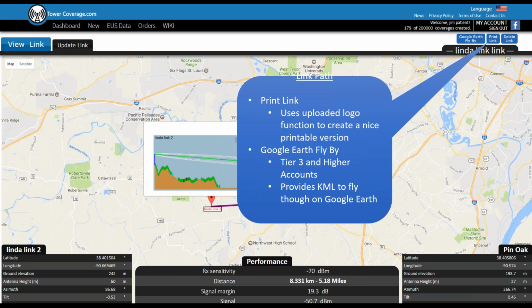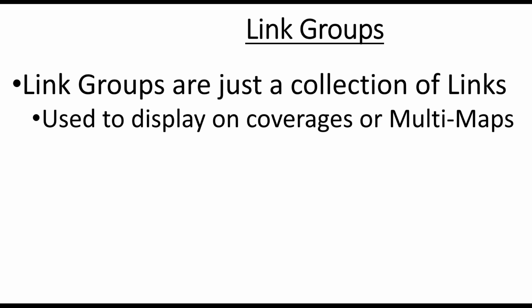We also have Google Earth Flyby. This is for tier 3 and higher accounts. This provides a KML to do a fly-through on Google Earth. The reason why we did that is because Google Earth sometimes, not all times, can show you buildings and trees that may be in the path. In some cases that is valuable, in some cases it's not. In our area, we do not have tree data, so it doesn't really help us. However, in some other areas, it may help you quite a bit.